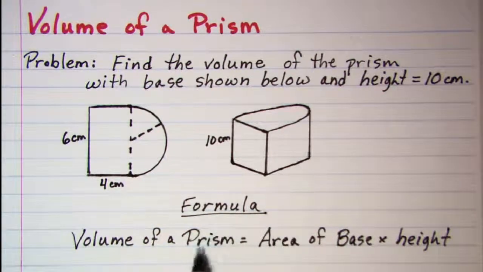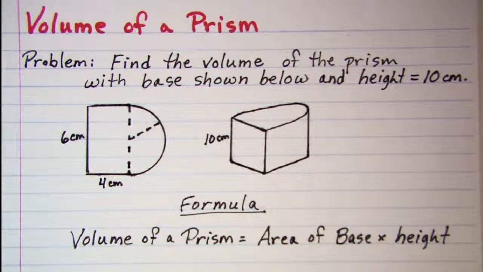The formula that we'll be using is the formula for volume of a prism, which is equal to area of the base times the height. Press pause to copy down the problem and the formula. When you're ready to continue, press play.